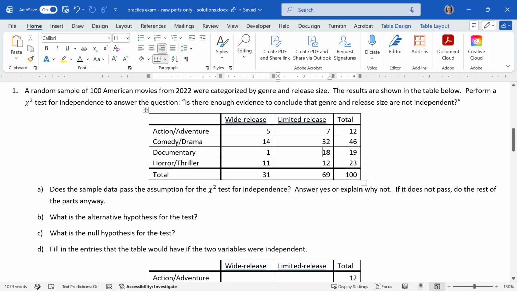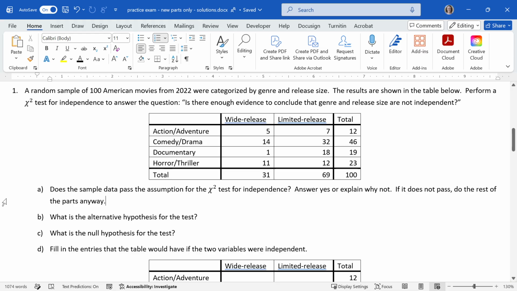So this row is suspicious to me. 11 times 2 is 22. That's pretty far from 12. So already I'm thinking these don't look real independent to me. I think they might be dependent, or not independent. So I'm expecting a small-ish p-value, but let's see how it goes.